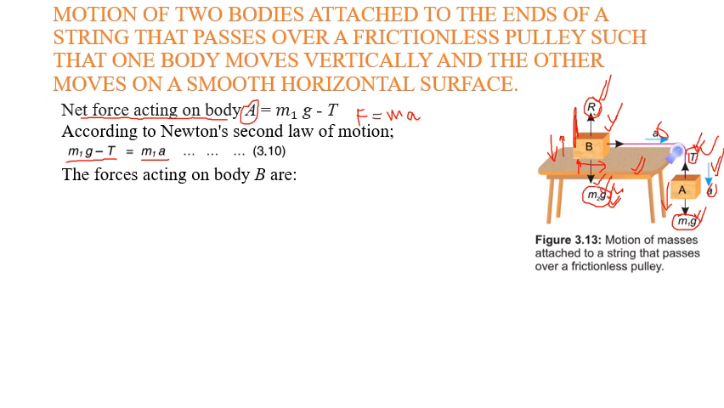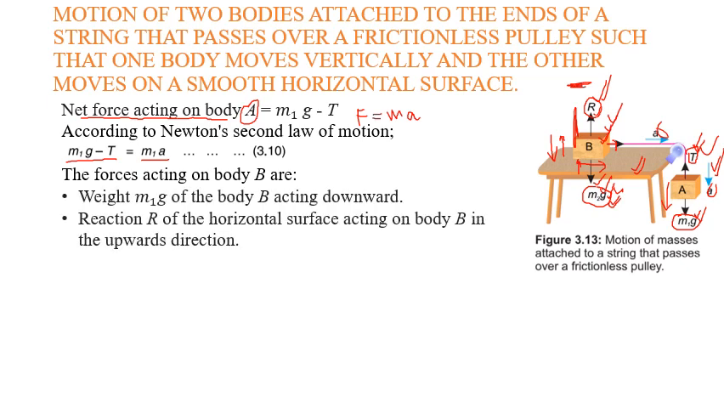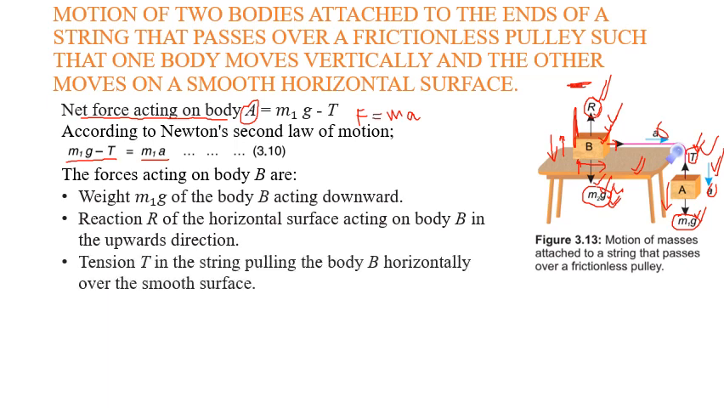Now if we look at the horizontal direction, over here there is only one force, right? So the net force acting on body B will be the same as I already discussed: the weight of body B is acting downward, and the reaction R of the horizontal surface acting on body B is upward, right?